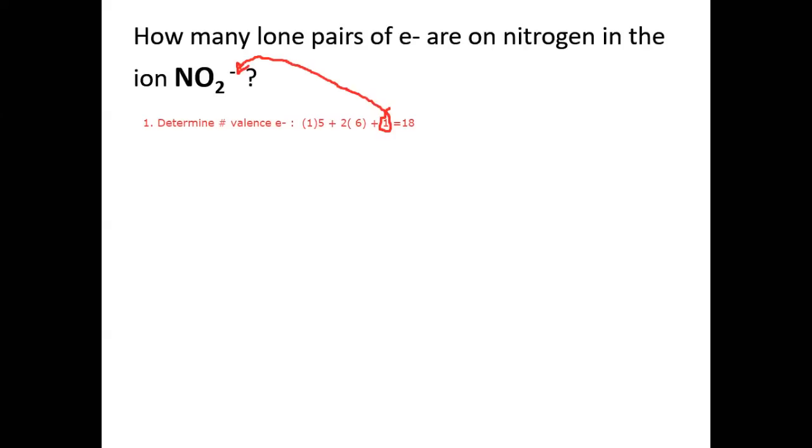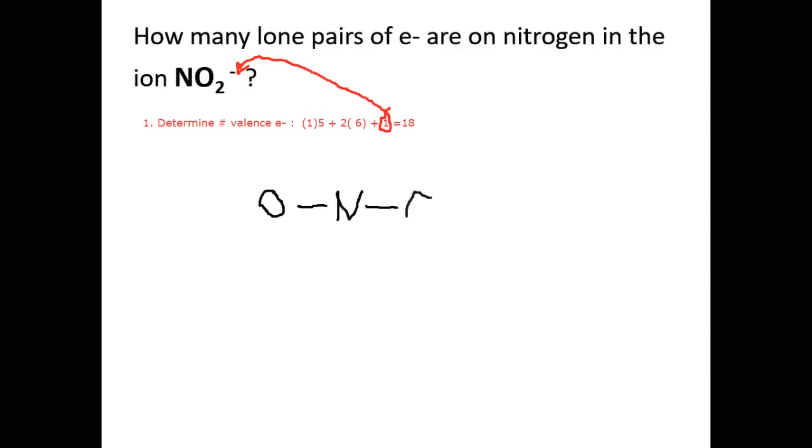The next step is to draw the skeletal structure. So we put nitrogen in the center because it's the first non-hydrogen element, and we connect it to the 2 oxygens. So we used 4 electrons. How many do we have left? 18 minus 4 is 14 electrons left. So we only have 14 electrons left that we can use.